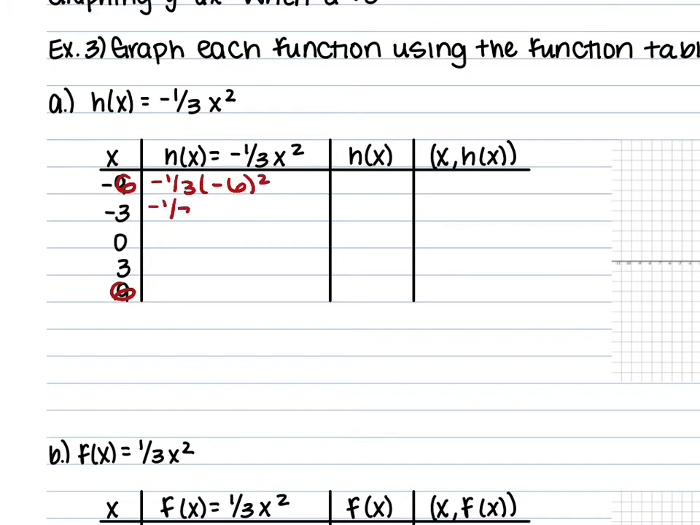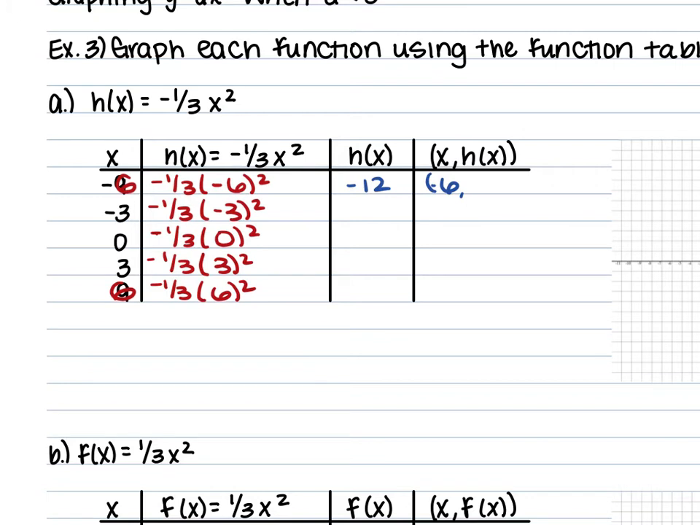numbers. So if we plug in the negative 6, we're going to have negative 1/3 times negative 6 squared. We also have negative 1/3 times negative 3 squared. Negative 1/3 times 0 squared. Negative 1/3 times 3 squared. Negative 1/3 times 6 squared. The 6 squared and the negative 6 squared are 36. If we take the 36 and divide it by negative 3, it gives us negative 12. So that's going to be negative 6, negative 12.